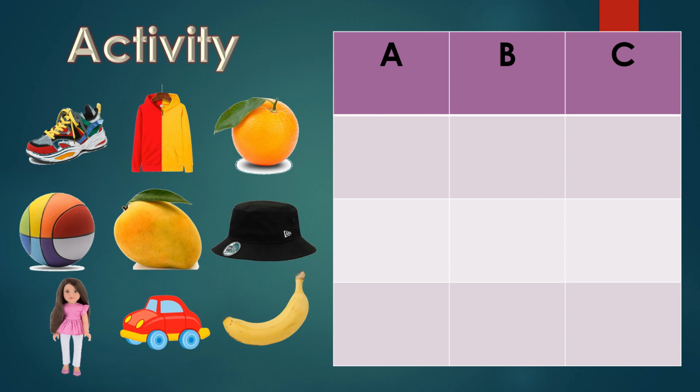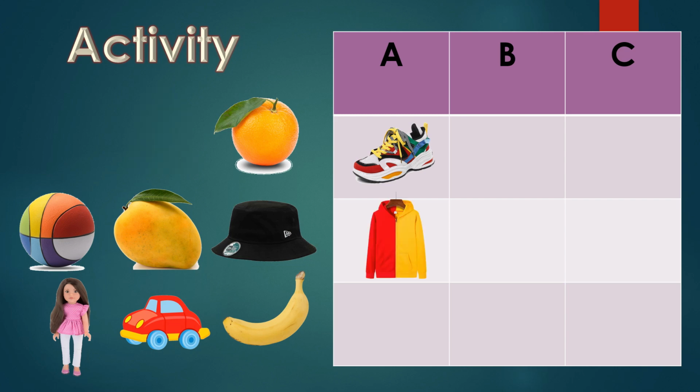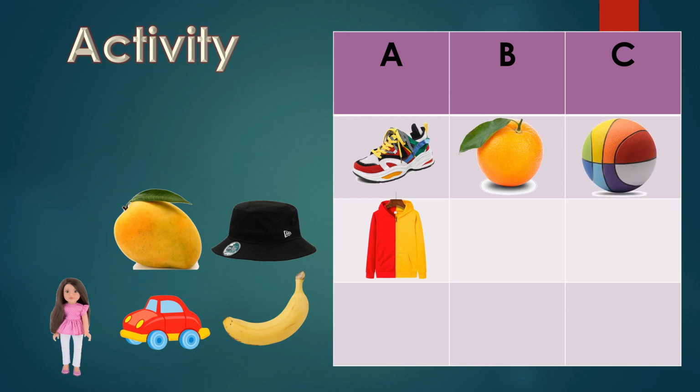Now let's group them. Starting with the 3 objects on the first row, we put shoe on column A. We can also put jacket on column A because shoes and jacket are both objects that a person can wear. And orange on column B. Next, we can put ball on column C. If you think that orange and ball can be put together in one group, you are correct. However, let's put the ball on column C. You will find out why later.